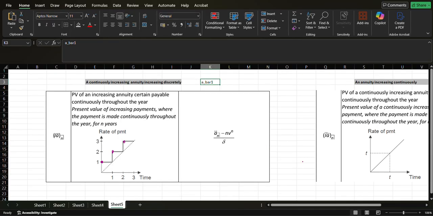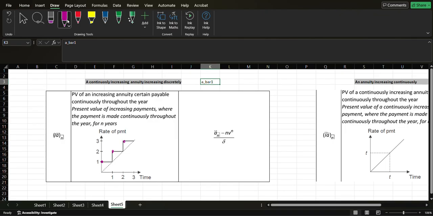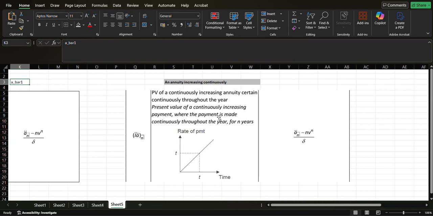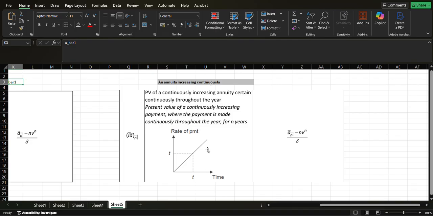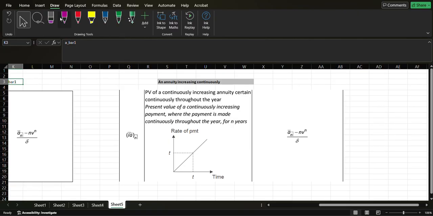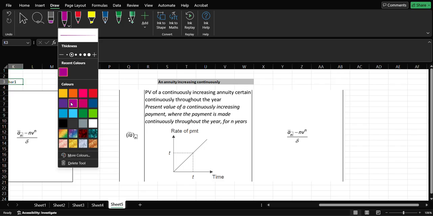But then we have this type of annuity on the other side here. Then we have this type of annuity, a continuous annuity which increases continuously. So this is the present value of a continuously increasing annuity certain continuously throughout the year. This increases continuously, so we can't apply A bar one to it, because it's not a step function. It's a continuous payment stream that's increasing continuously throughout the year. What would happen for us to model this in Excel? I'm gonna draw again. I'm really getting into this art thing. I don't know why.